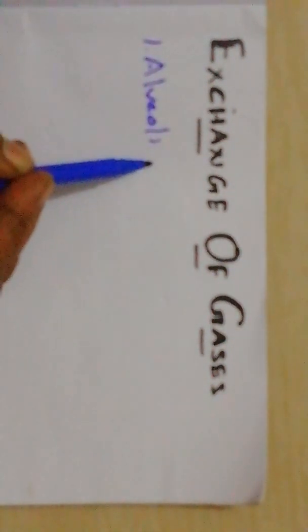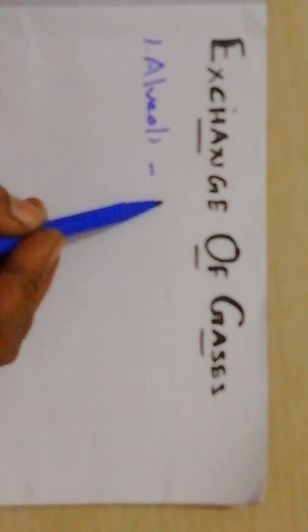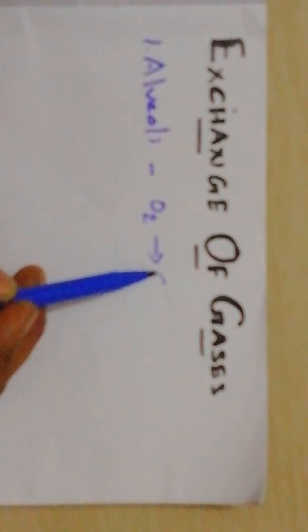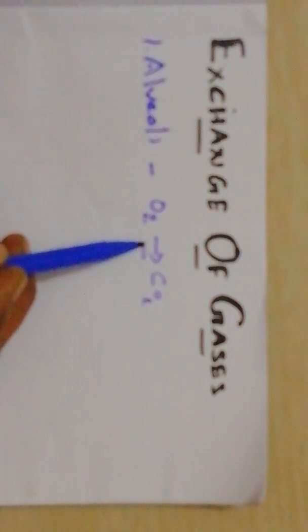And in the alveoli, we are especially talking about two gases here. One is oxygen and the second one is carbon dioxide, right? So from the alveoli to the blood circulation, oxygen is transported, and the alveoli receive the carbon dioxide. So this exchange takes place in the alveoli. That is the first site, right?